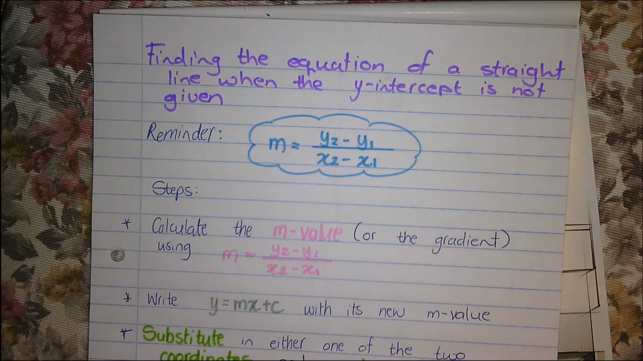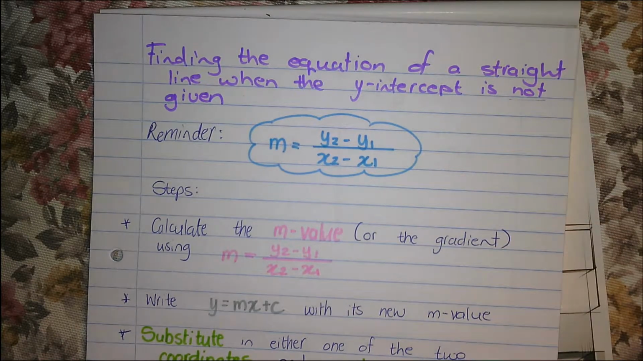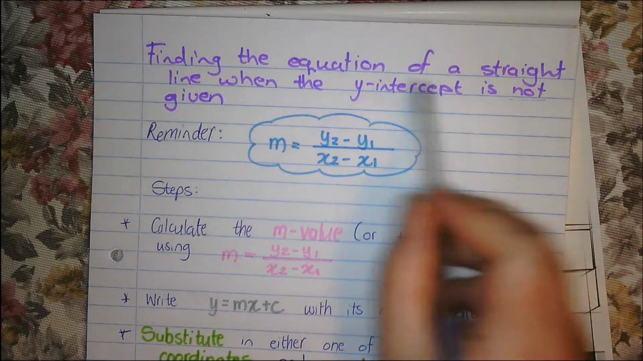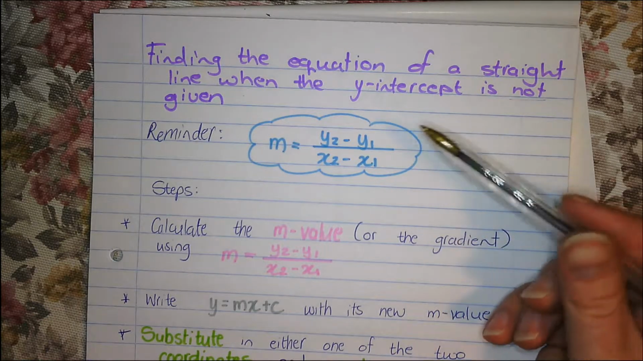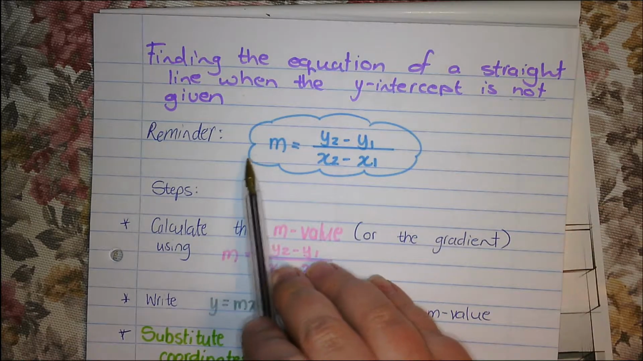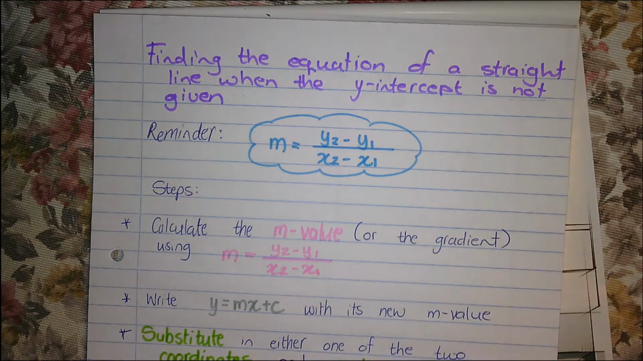So let's have a look at finding the equation of a straight line when the y-intercept is not given. You'll see in the previous videos we did it when the y-intercept was given. In other words, when the c value was given, we could substitute in the c value. In the previous videos we also mentioned how to work out the gradient of a straight line. So let's mix this together.